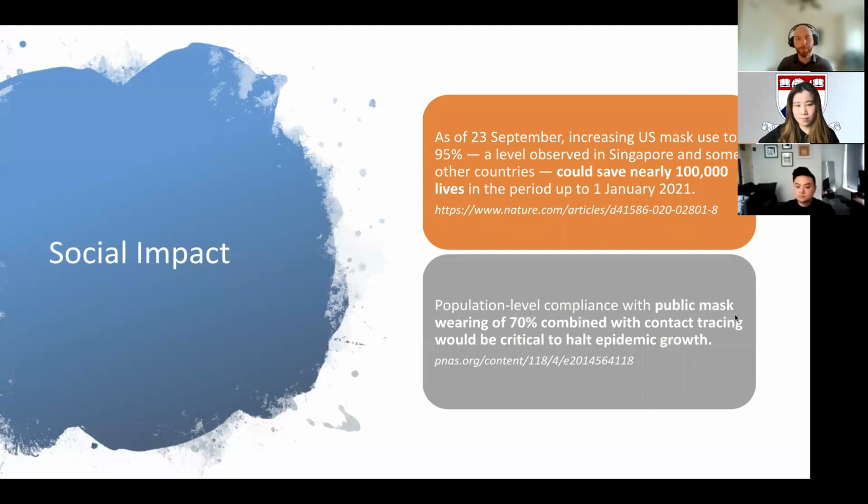In terms of the social impact side, obviously we've all been living through a pandemic for the last year, and we don't know if there will be future pandemics. So we have a couple of statistics here. One is from Nature saying that in just 2-3 months, wearing masks could have saved 100,000 lives just in the US. And another one says that population level compliance with mask wearing as well as contact tracing could have actually prevented the pandemic from growing.